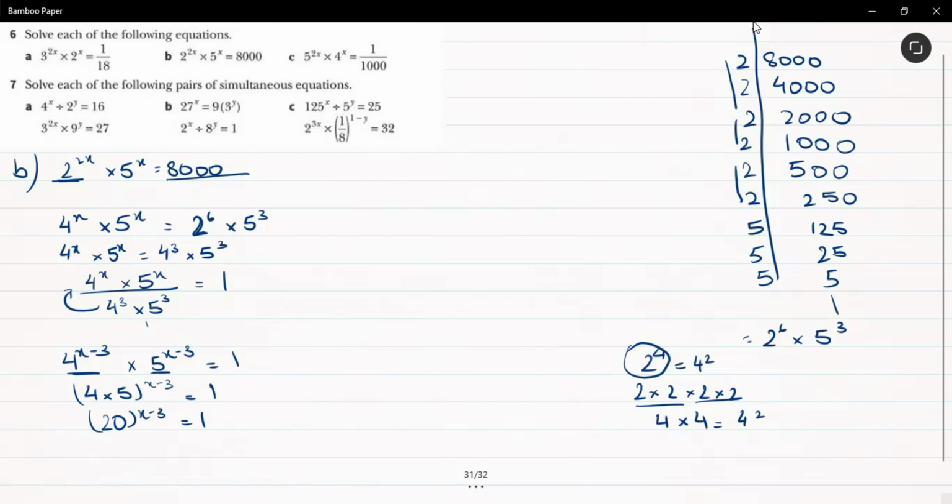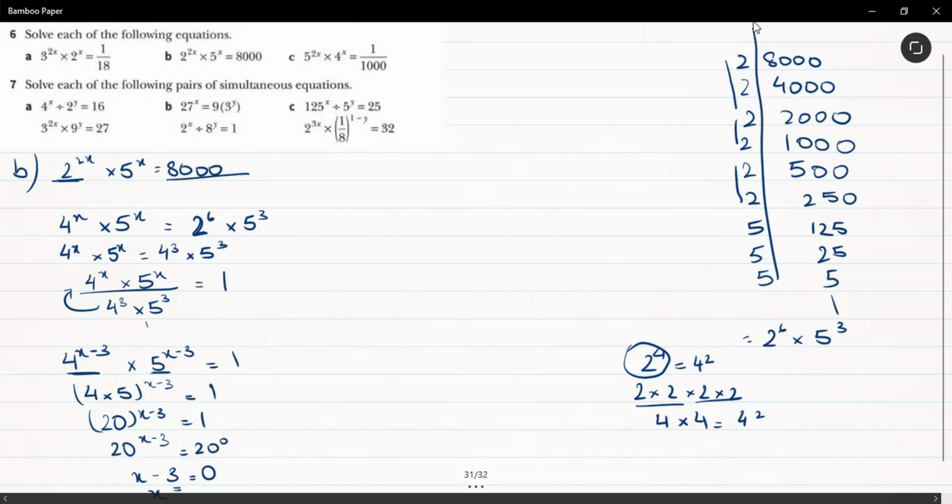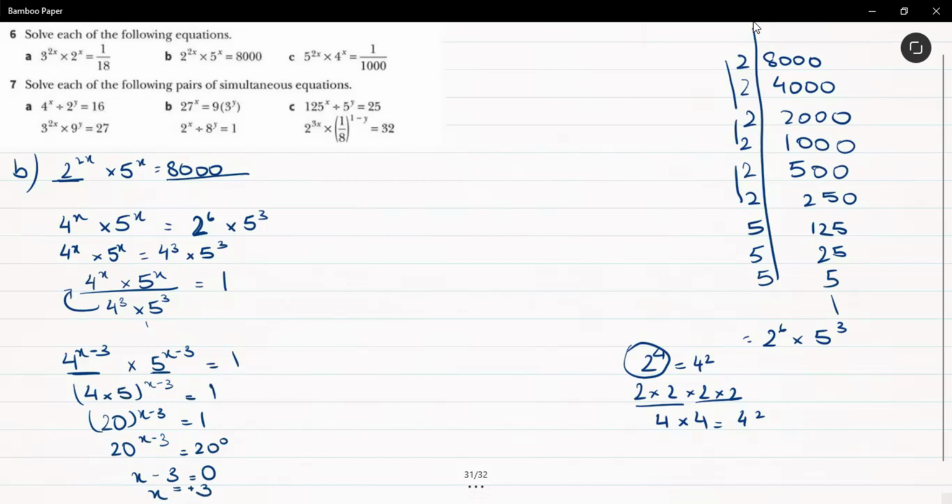Again, the simple thing is that we are going to say that 20 raised to power x minus 3 is equal to 20 raised to the power 0, and x minus 3 is equal to 0. X is equal to positive 3. And that's our answer for part B. X is equal to positive 3.